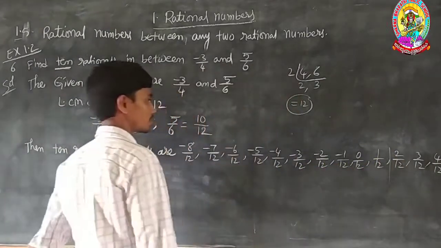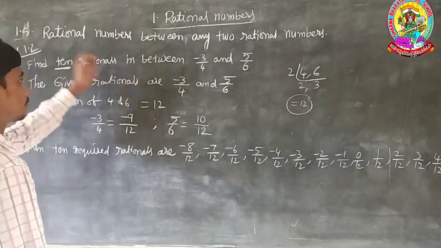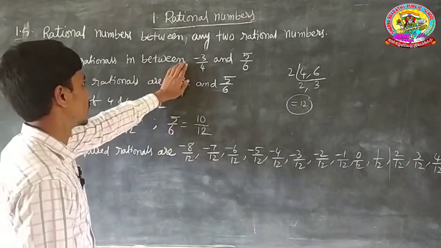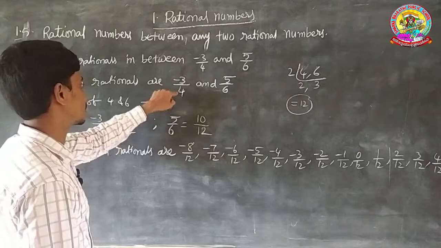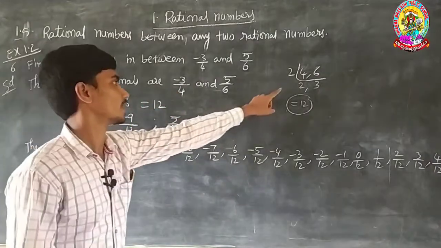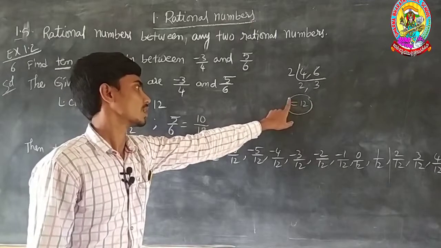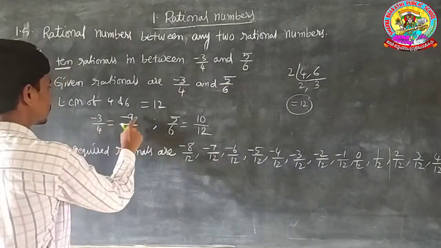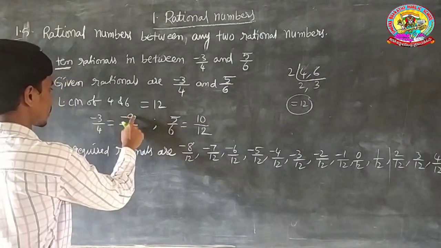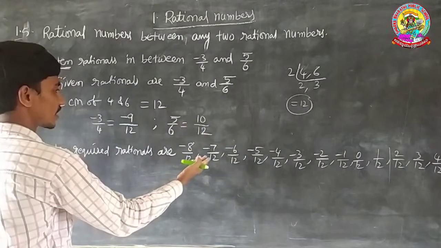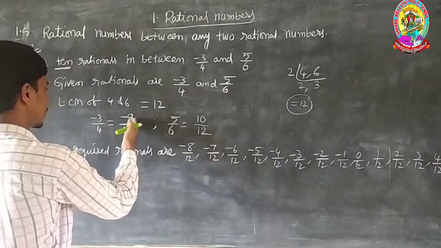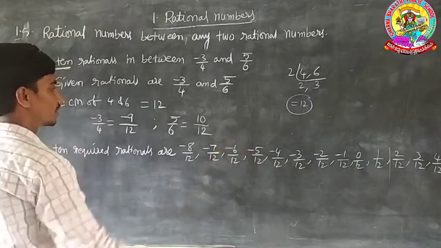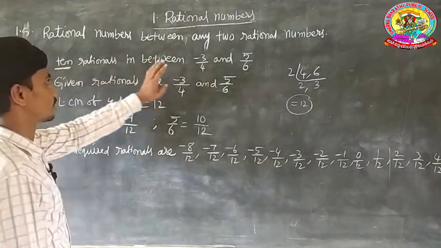So up to here, those are the required rationals in between -3 by 4 and 5 by 6, because we first changed the given unlike rational numbers into like ones by using the LCM 12 of both denominators. After converting them into like fractions, -9 by 12 and 10 by 12, you can easily write the rationals between them. Those are also in between -3 by 4 and 5 by 6. You can pick any 10 numbers to write as 10 rationals in between -3 by 4 and 5 by 6.